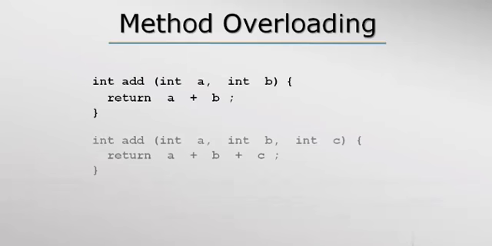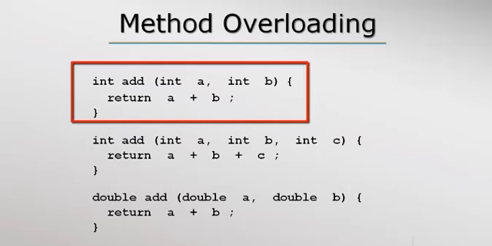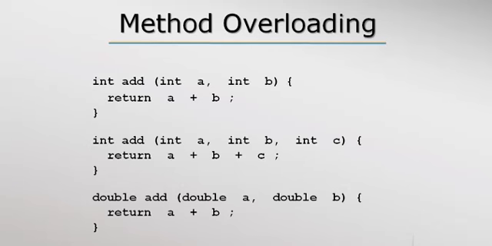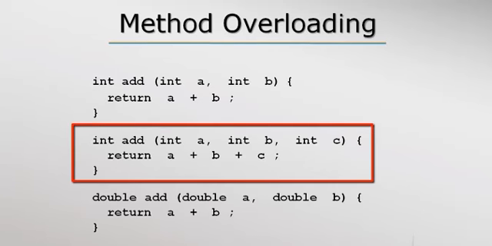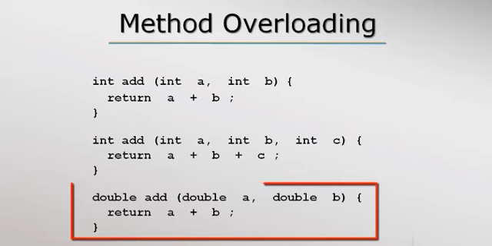Consider these three methods. What do they do? The first one adds two integers passed and returns the result. The second one adds the three integers passed and returns the result. And the third one adds two double type values and returns the result.